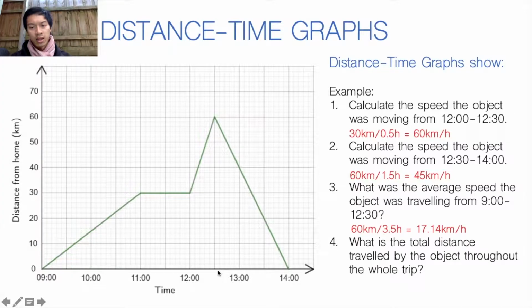So you would take 60 kilometers divided by 3.5 hours, which will give you 17.14 kilometers per hour. Question 4 asks you, what is the total distance traveled by the object throughout the whole trip?